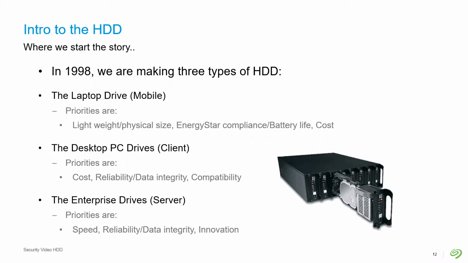Okay, so here's the evolution beginning. It's about 1998. We're making 3 kinds of drives. Internally, we refer to them as mobile, client, and server in 1998. What do they all have in common? They're all computer drives. That's the only place drives were going. And if you remember what we talked about a minute ago, where there's an operating system, there's a CPU and RAM, there's an application that needs to be loaded, and then there are files that the application needs to open.